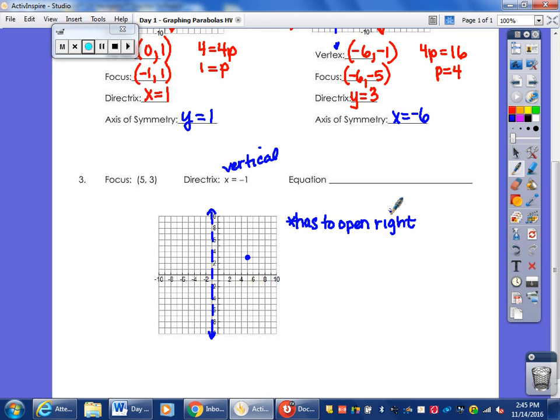So that means that my vertex is going to be the midpoint of this, in between here and there. So if I count, that's 6 spaces, which means I need to cut that in half, and I know that my vertex is going to be right there. It's halfway in between the directrix and the focus. So my vertex is going to be at 2, 3. Okay? So this is going to look like this. That's what it's going to look like.